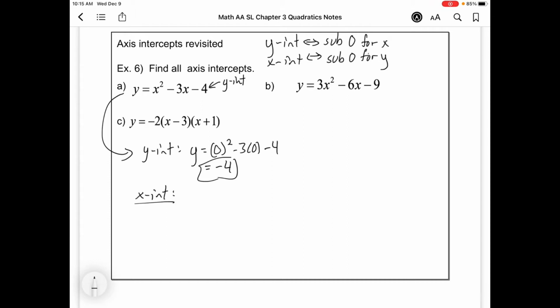If we want to find the x-intercept, we're going to put 0 in for y. So we'll get 0 equals x squared minus 3x minus 4. Now, I would suggest that you pause the video for like 20 seconds and see if you can figure these out.